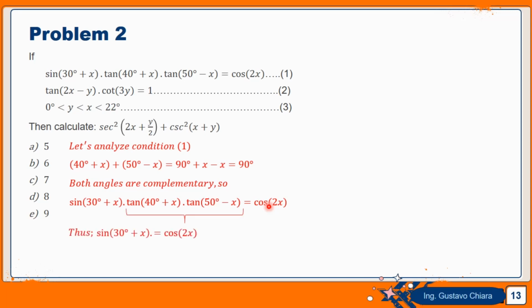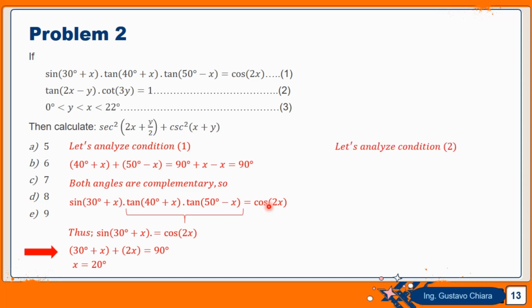Thus, sine of (30 degrees plus x) is equal to cosine of 2x. We get a sine equal to cosine, and it means that both angles are complementary. So it means that 30 degrees plus x plus 2x is equal to 90. Well, reducing the expression, we get that x is equal to 20 degrees, and the first condition is true.